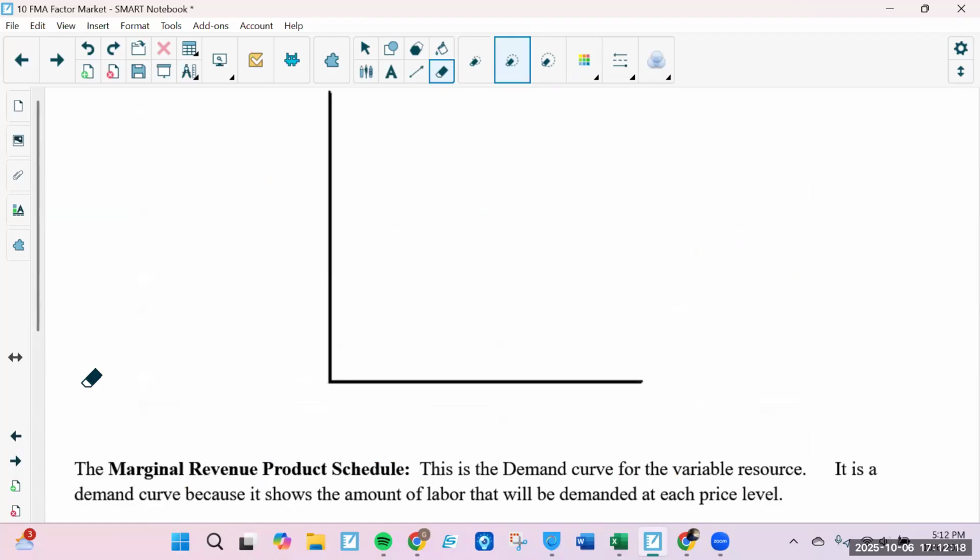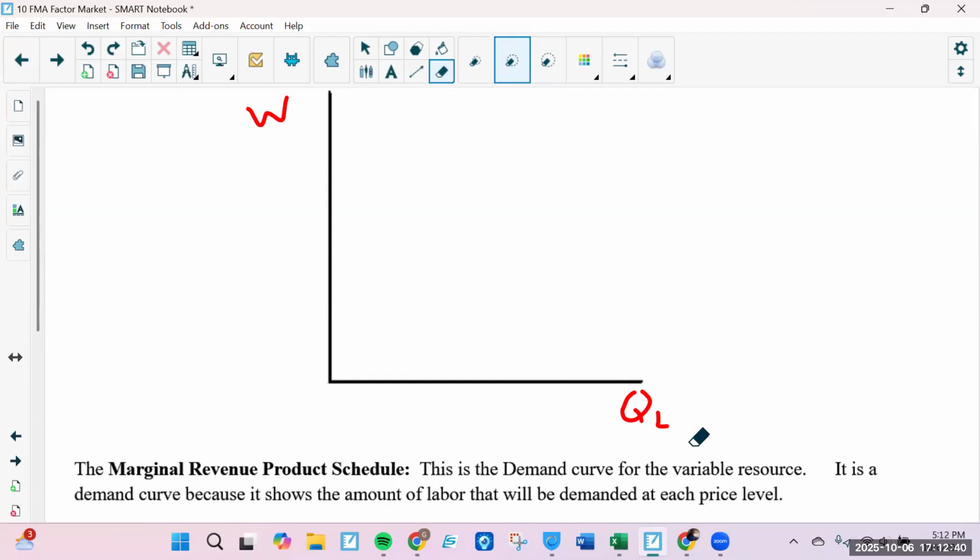All right, so what does the marginal revenue product curve look like? Well, we're dealing with labor. So we're going to label this as W for wage. On the AP exam, if you label it as P, you're okay. But let's be exact here, and let's call it W for wage. And we're talking about workers. So this is going to be quantity of labor.